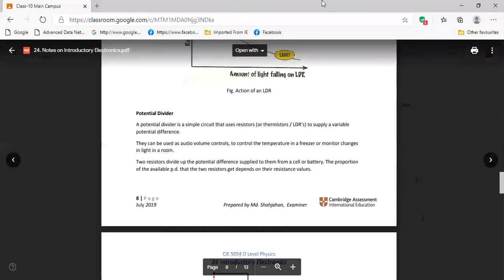So after writing potential divider, you write this part only. Two resistors divide up the potential difference supplied to them from a cell or battery.